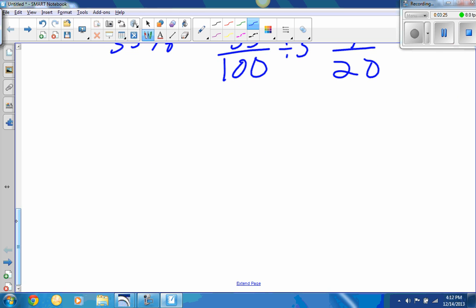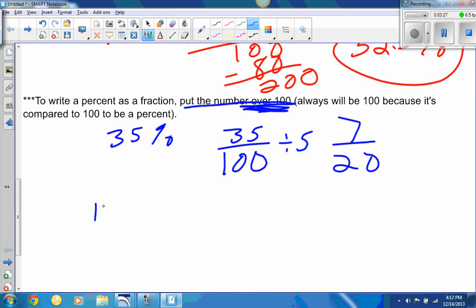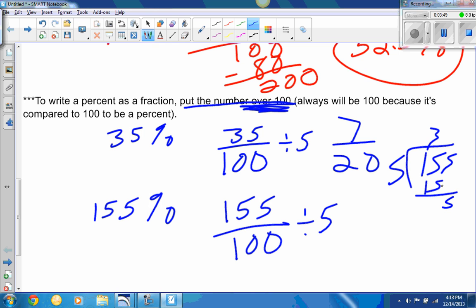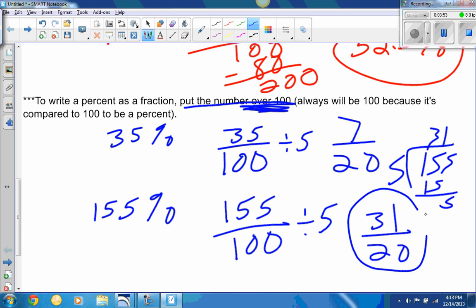And again, even if you have a percent that's over 100, so if I had 155%, you're still going to put it over 100. It's going to be top heavy because you're more than 100. So you could reduce it as far as you could. If you reduce them both by 5, that would be 31 over 20, and you would just leave it like that because it's top heavy.